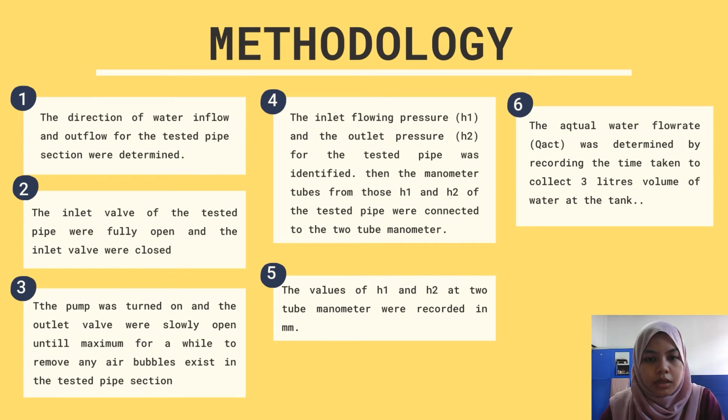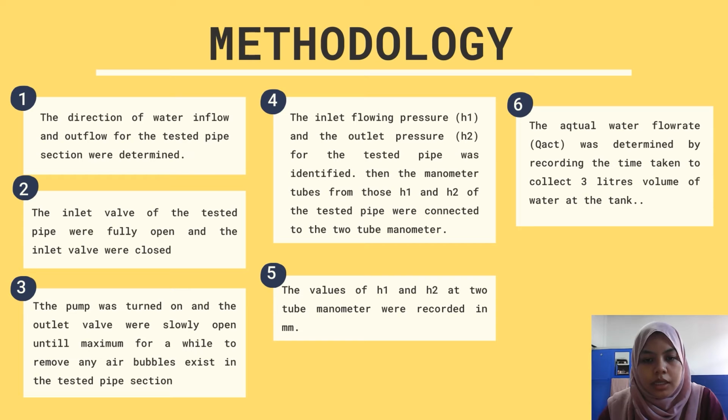So basically what we have done for this experiment, firstly, the direction of water inflow and outflow for the tested pipe section were determined. Second, the inlet valve of the tested pipe was fully open and the outlet valve was closed. The pump was turned on and the outlet valve was slowly opened until maximum for a while to remove any air bubbles that exist in the tested pipe section.